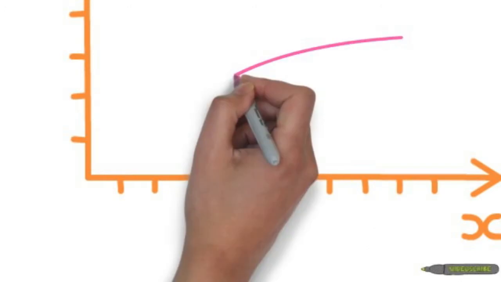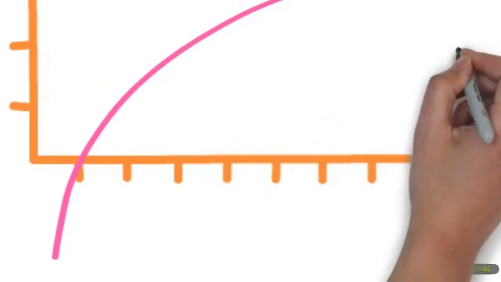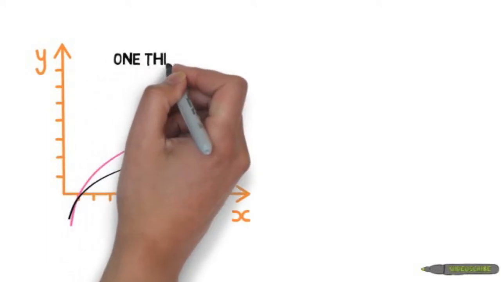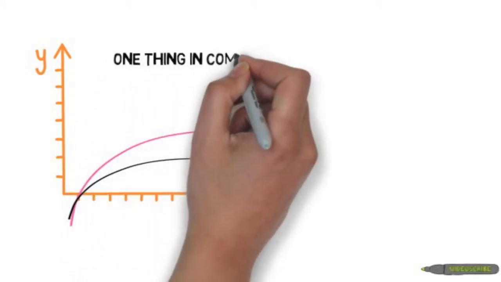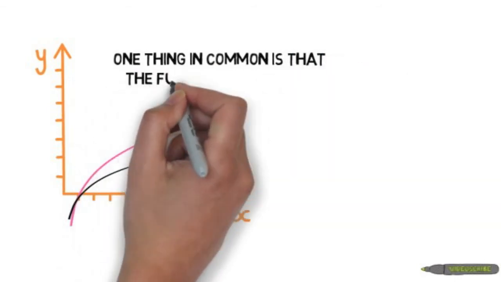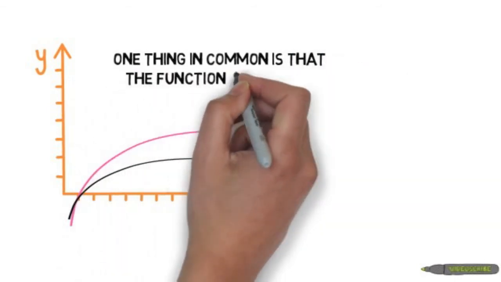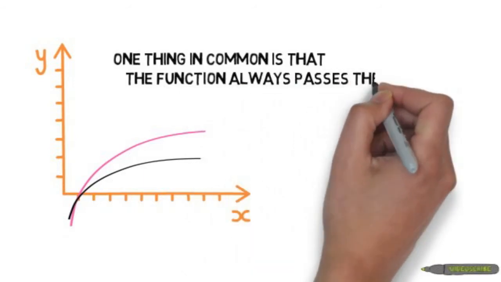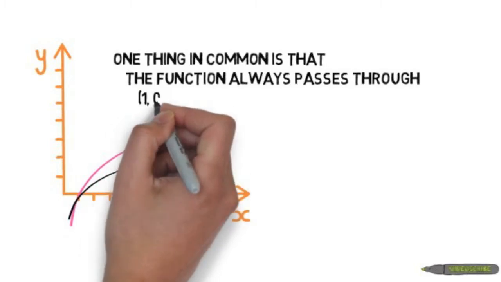After looking at the common logarithmic function, which is y equals log with the power of x, and the natural logarithmic function that is written in the form of y equals ln x, we can see how different they are even though they are both logarithmic. However, one thing in common is that the function always passes through the same point, which is (1, 0).